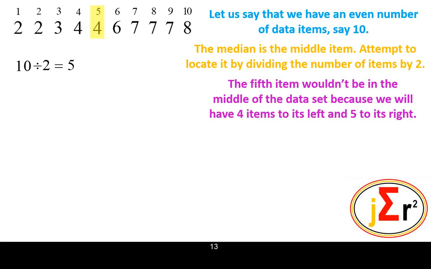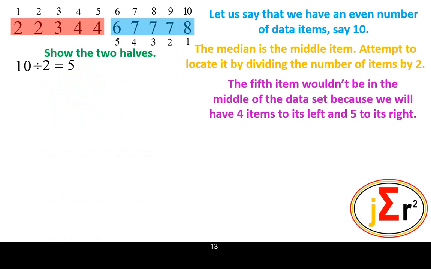And we have that counted, demonstrated by our animations right there. To the left of the 5th item, we have 4 items, and to the right, we have 5. Therefore, that's not in the middle. The 5th item is therefore not in the middle. So what we can do is show the 2 halves of the data set. We divide the data set into 2 halves, and we are going to show both halves. There we have them, both halves.